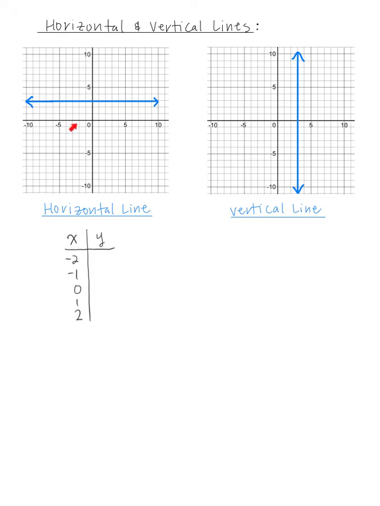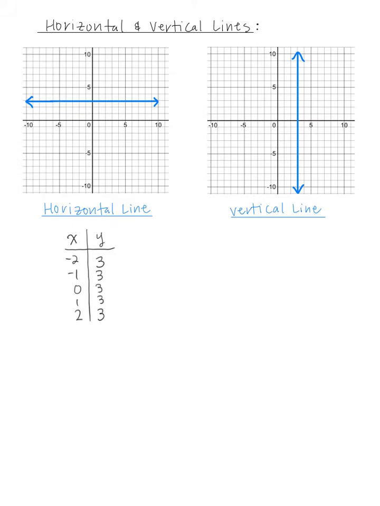When x is -2, what's the y value? 3. And when x is -1, what's the y value? 3. When x is 0, your y value is 3. When x is 1, the y value is 3. Do you see that no matter what x values you're given, your y values are always going to be 3? Which means that your x value doesn't really matter, because no matter what, your y value is always going to be 3.